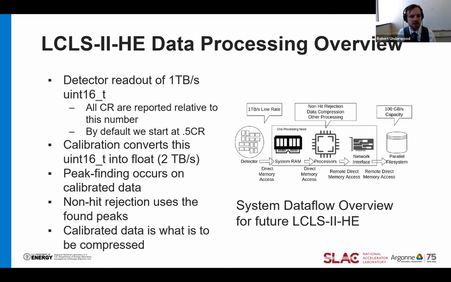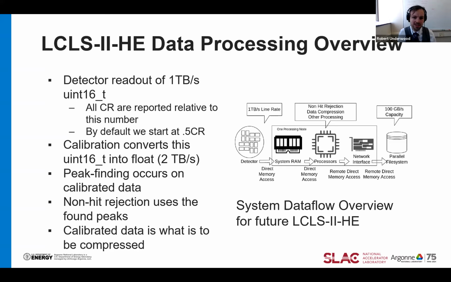The data that streams off the detector comes in as a series of uint16_t, so 16-bit unsigned integer data. The first thing that is done as soon as this data is read in is that it is converted to 32-bit floating point data, which is what's called calibrated, to account for differences in the panels and other conditions that may be going on at any particular point in time. This effectively doubles your input data stream to 2 terabytes per second. After which we perform peak finding on the calibrated data, where we can then perform non-hit rejection. And then we're left with a stream of approximately 500 gigabytes per second that needs to be processed after we've performed all these other steps.